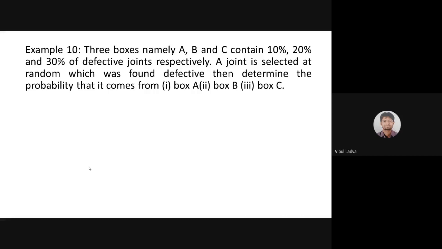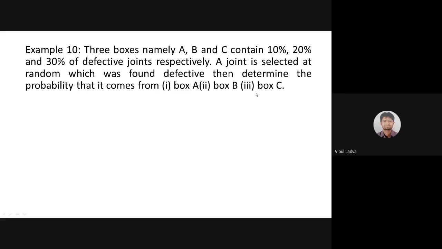So three boxes are there, namely A, B, C, which contain 10%, 20%, and 30% defective joints respectively. A joint is selected at random, and we have the information that the selected joint is defective. Now we need to determine the probability that the selected joint, which we had randomly selected, is from box A. Second question, it is from box B, or it is from box C.